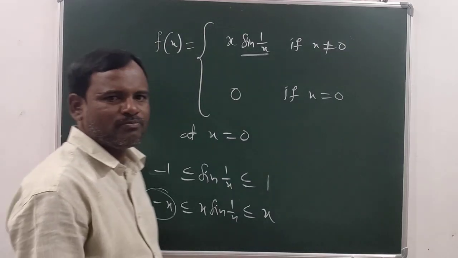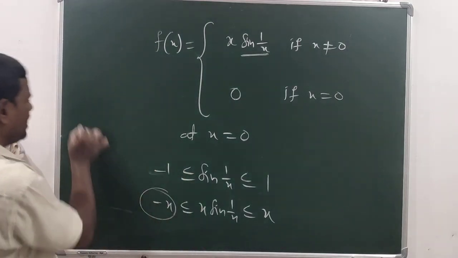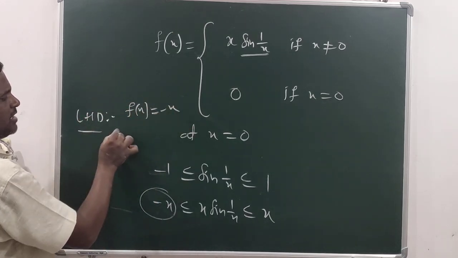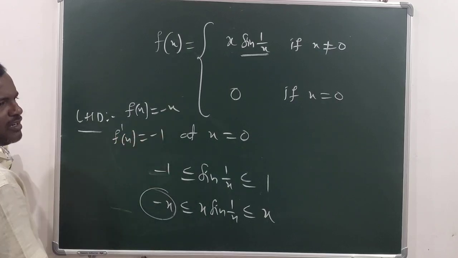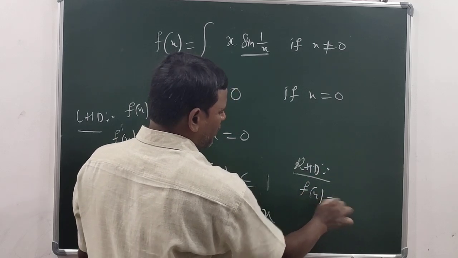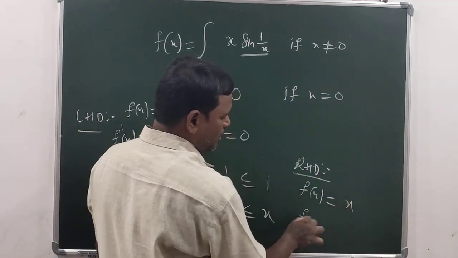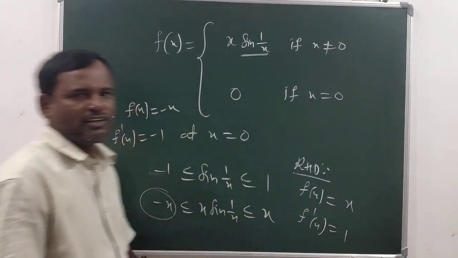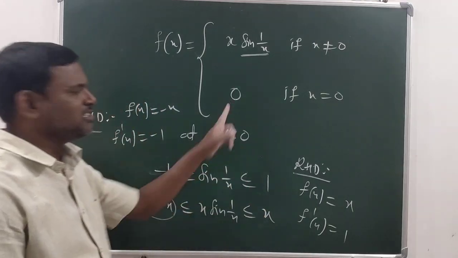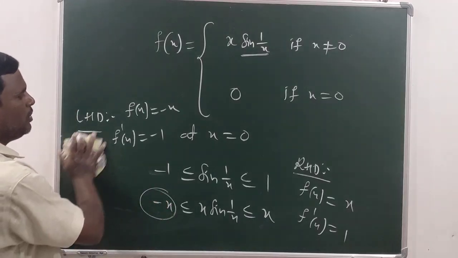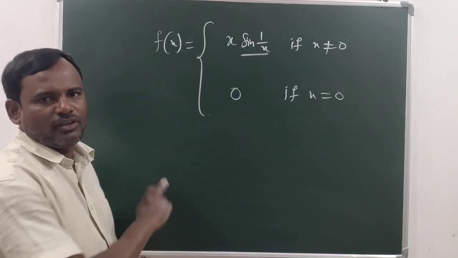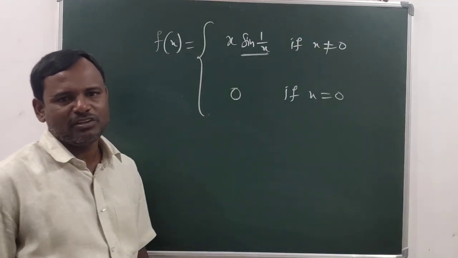But is this differentiable? No. Because for LHD, you can take this function f of x equal to minus x and do the derivative, f dash of x is minus 1. And for RHD, take f of x equal to x and do the derivative, f dash of x is 1. LHD you got minus 1, RHD you got 1. Are these equal? Not equal. Hence this is not differentiable at x equal to 0. You can confirm like this.